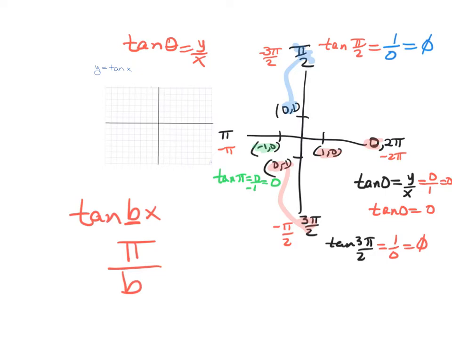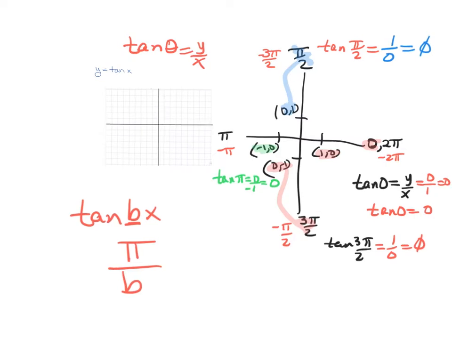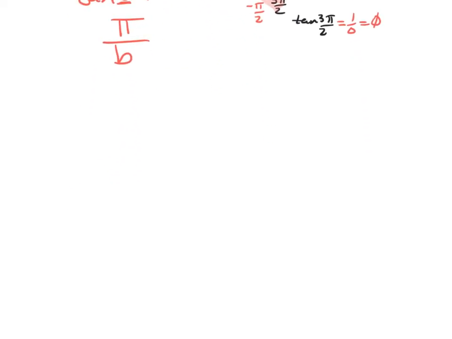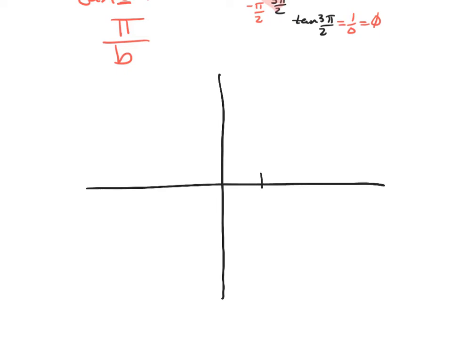So let's go ahead and let me draw in my axis here. Actually, let me do it in black and then I'll add colors to my graph. All right, 1, 2, 3, 4. 1, 2, 3, 4. All right, so remember on this one I told you the cycle length is pi.